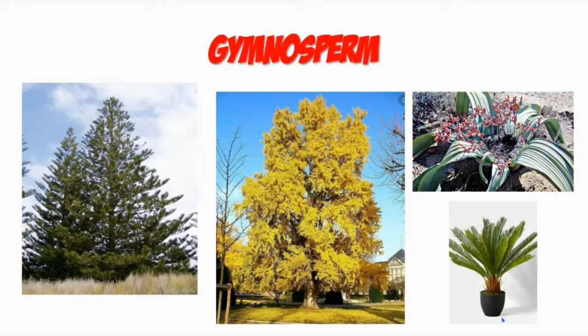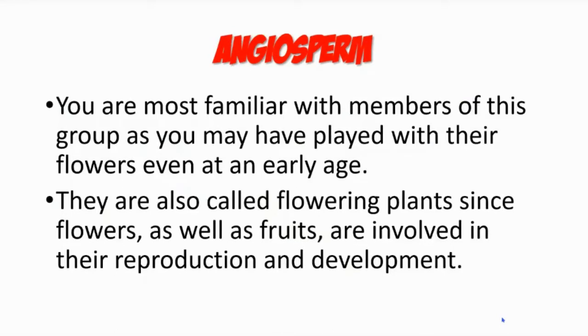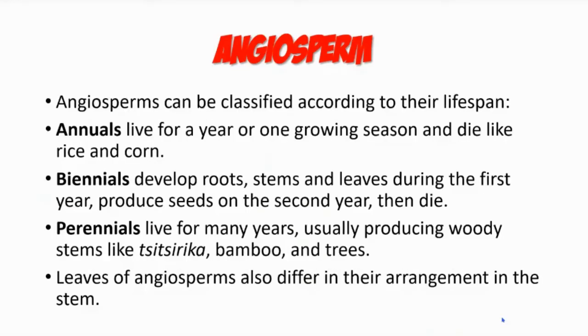And yung angiosperm, so you are most familiar with members of this group as you may have played with their flowers even at an early age, no? So they are also called flowering plants since flowers as well as fruits are involved in their reproduction and development. So angiosperms can be classified according sa kanilang lifespan. It's either annual, biennial, or perennial.